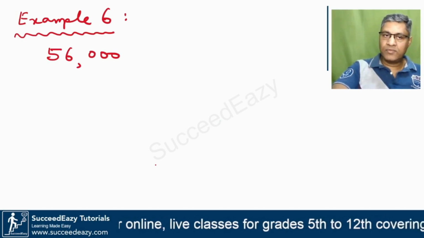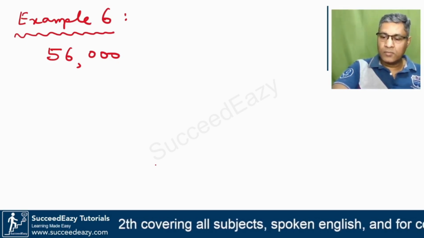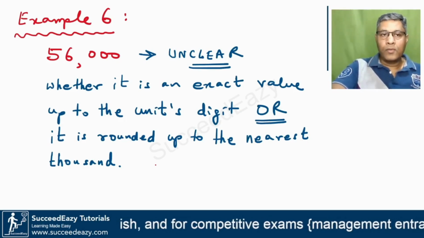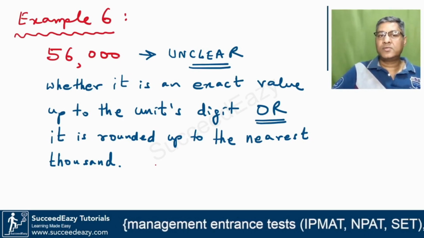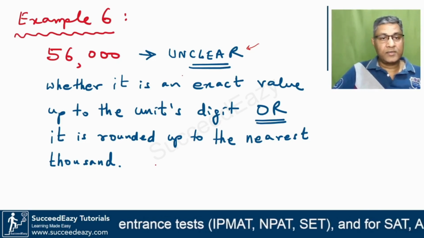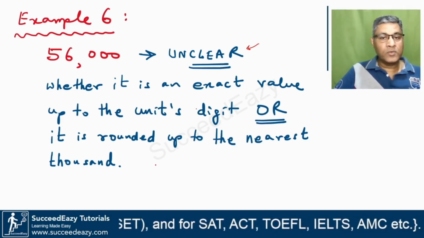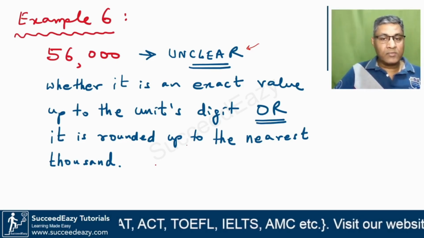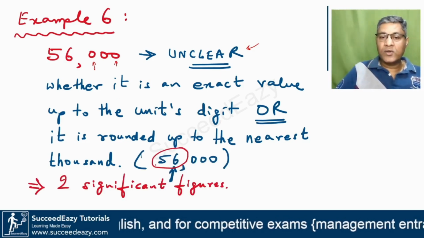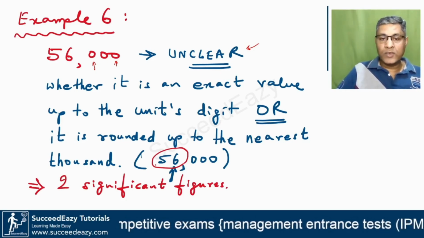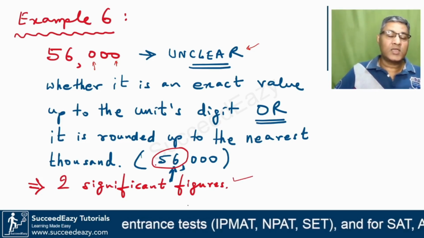Let's take another example, 56,000. Now look, count the number of significant digits if you can, and you can pause the video before you see my answer. This was a little tricky. Why? Because this did not have a decimal after the trailing zeros. So it was unclear whether it is an exact value up to the units digit or whether it was rounded to the nearest thousand. So in such a case, we are going to consider only the non-zero digits. In this case, it is 56, and therefore we will say that it has only two significant figures.